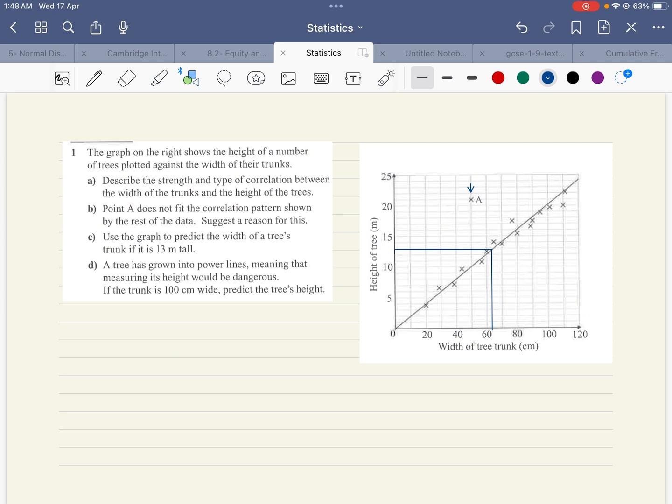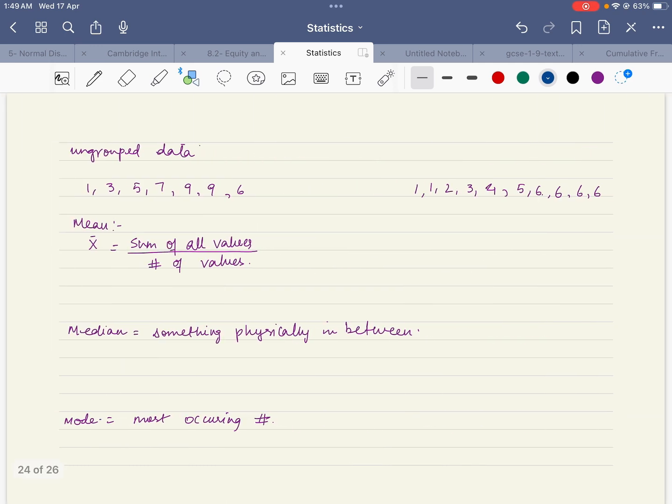A tree has grown into power lines, meaning that measuring its height would be dangerous. If the trunk is 100 centimeters wide, predict the height. 100 centimeters wide is here. Then you will predict the height, which is about 20 meters, right? This is how you are going to use the graphs and all the kinds of data representation.